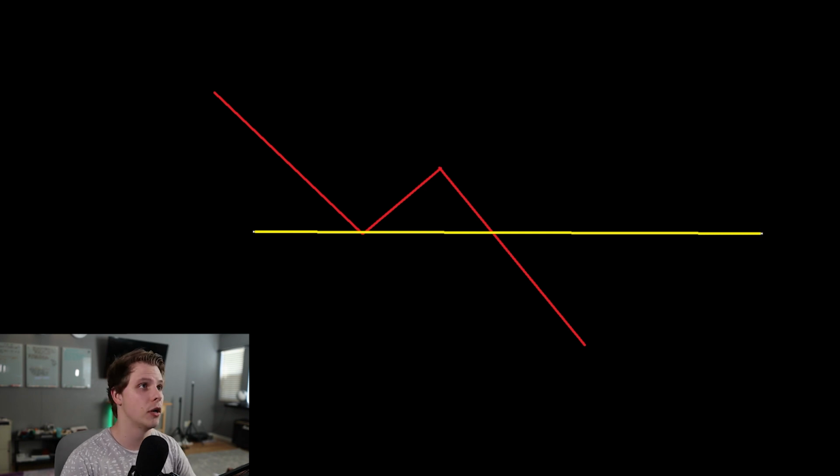Say it pulls back on down, and then you're expecting, all right, great. As long as this previous support holds as new resistance, it should be bearish. But what happens if the market shoots up and it breaks out of that trend? Well, that is the start of a reversal.